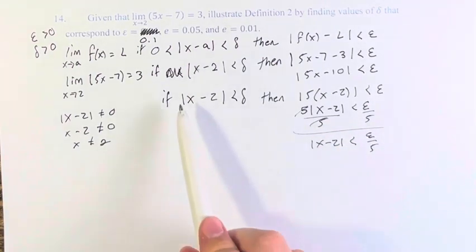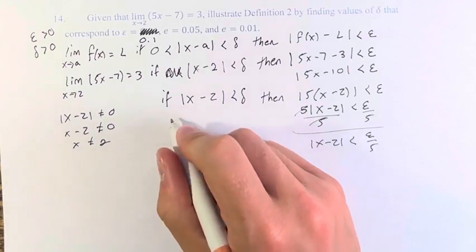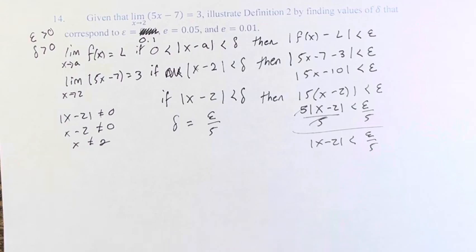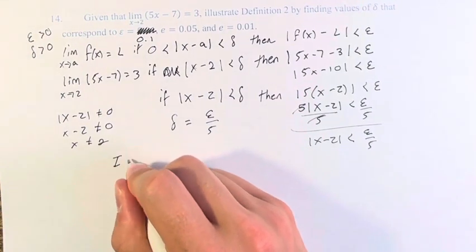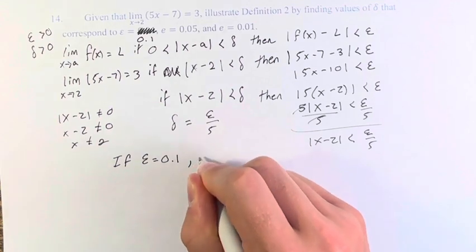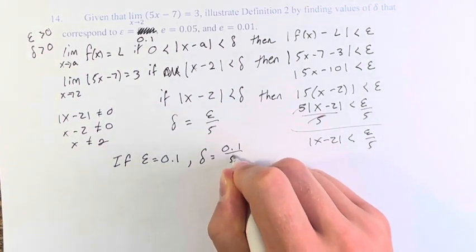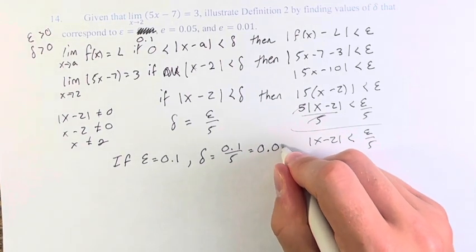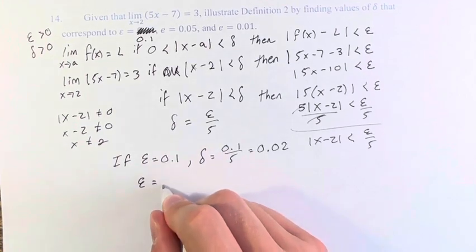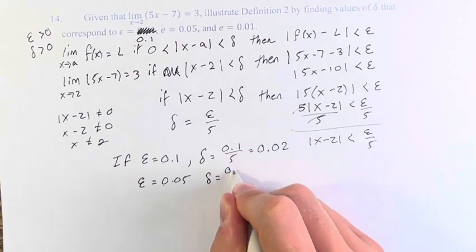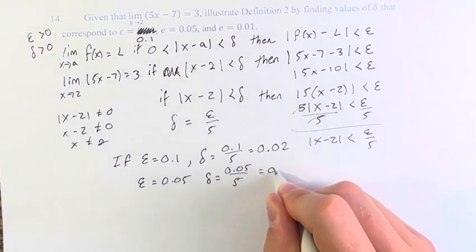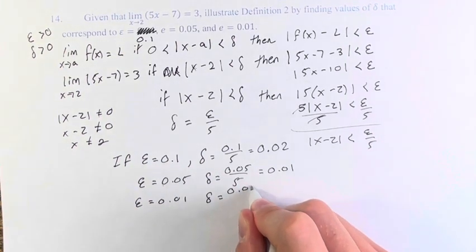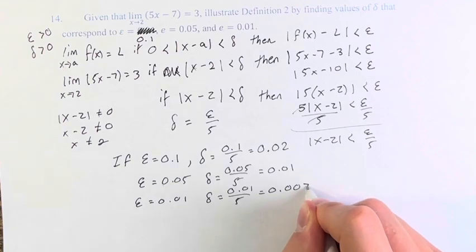We also know that the absolute value of x minus 2 is less than delta. Therefore, we can say that delta is equal to epsilon over 5 for whatever epsilon we choose. Therefore, if epsilon equals 0.1, delta equals 0.1 divided by 5, which is 0.02. If epsilon equals 0.05, delta equals that over 5, which is 0.01, and if epsilon equals 0.01, delta equals that divided by 5, which is 0.002.